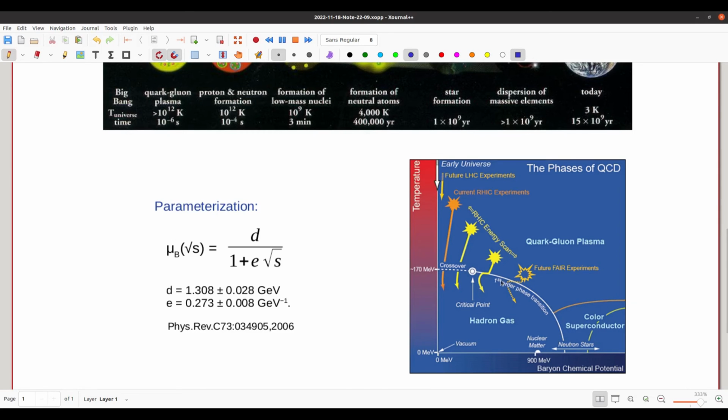So we have a first order phase transition and then the crossover. The end point of a first order phase transition, from basic thermodynamics, is always a critical point.